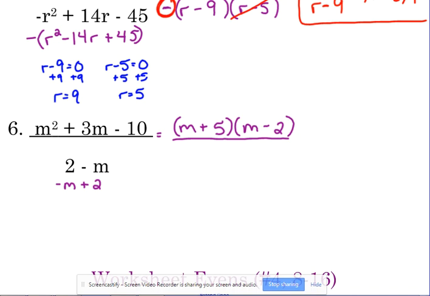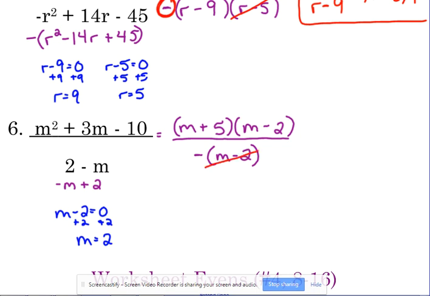We don't like the leading coefficient to be negative, so we can factor out a negative, which will change those two signs. So that's negative m minus 2. If you distribute the negative back in, you're going to get negative m plus 2. Okay? So now we need to do our excluded values. m minus 2 is equal to 0, so that means m cannot equal 2.